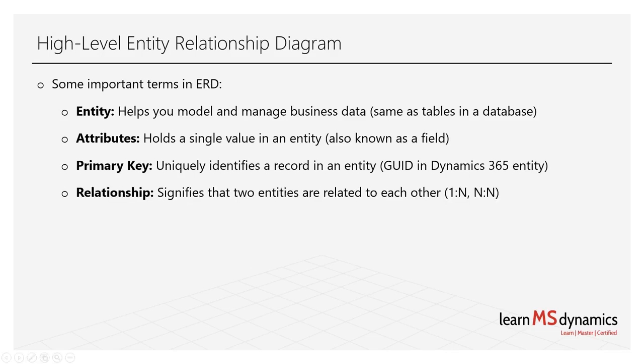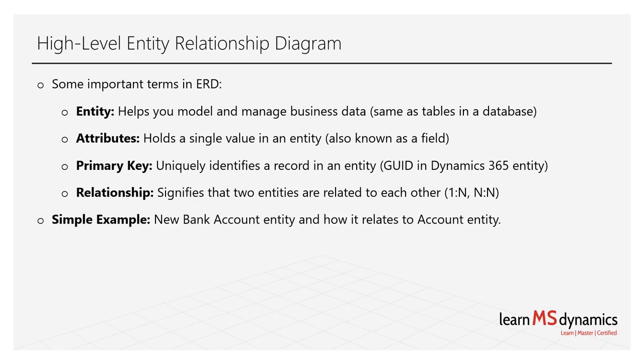The next one is relationship. It signifies how two entities relate to each other. That's what we discussed, that's what ERD is all about. In Dynamics 365, we have one-to-N, where N means one to many, and N-to-N means many to many. You will also see something called N-to-one, which is similar to one-to-N, but seen from the related entity. So you can define these relationships.